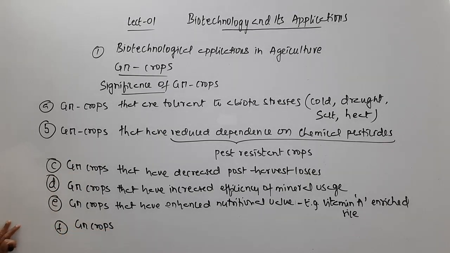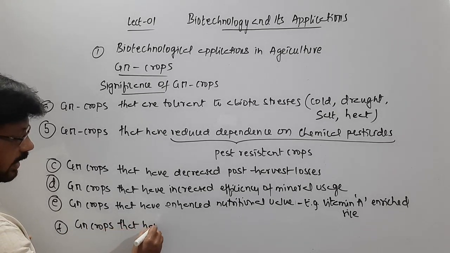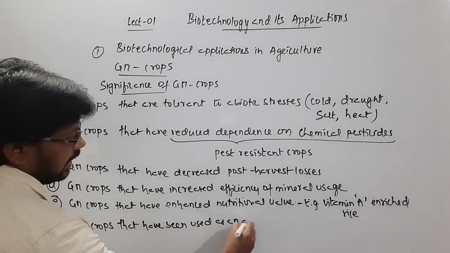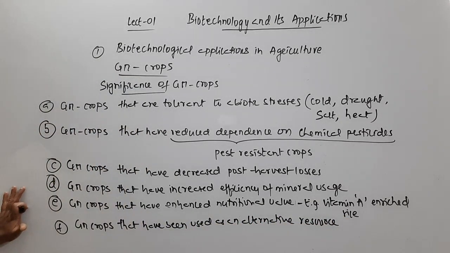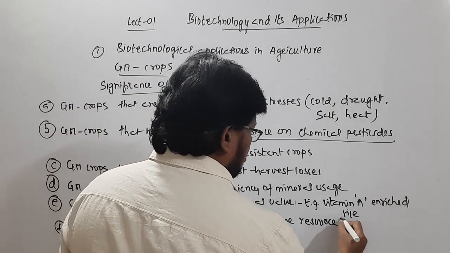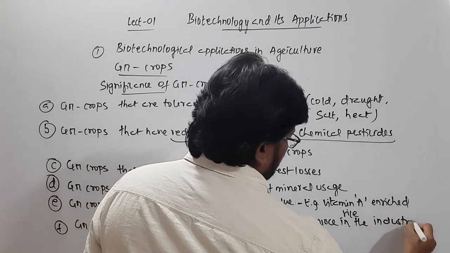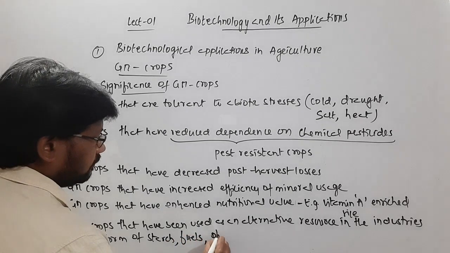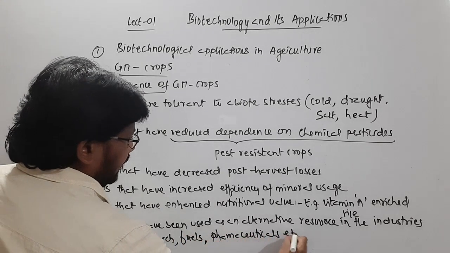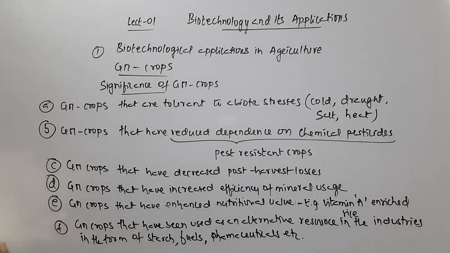So we can develop GM crops that can be used as an alternative resource in industries, in the form of starch, and even for fuels, and even pharmaceuticals, etc. So this is the significance of genetically modified crops.